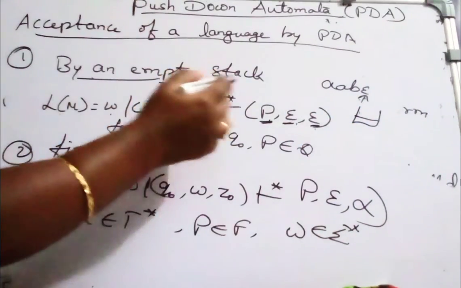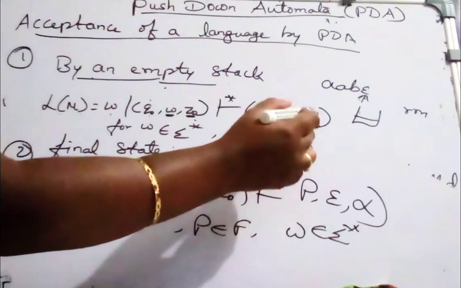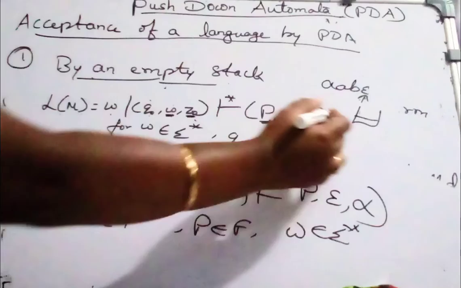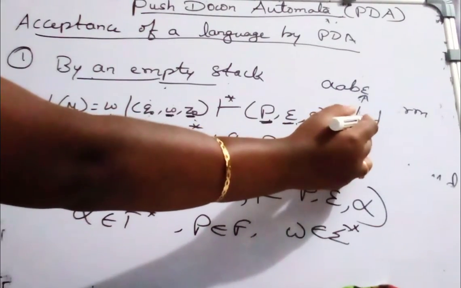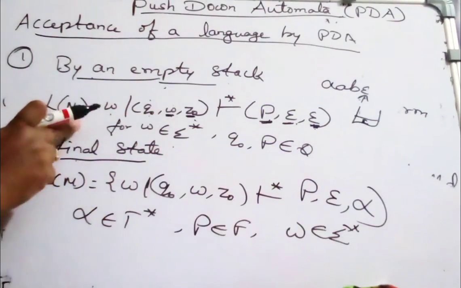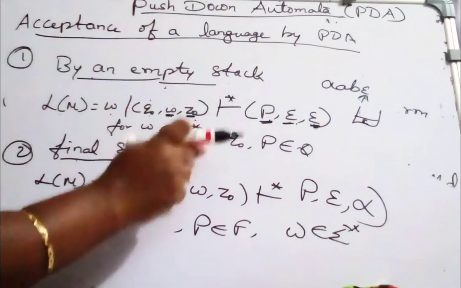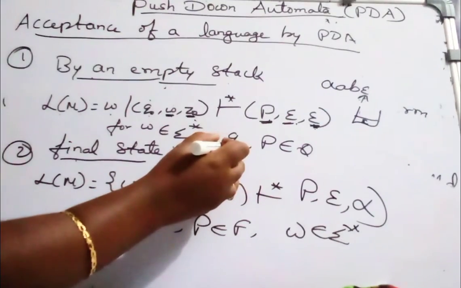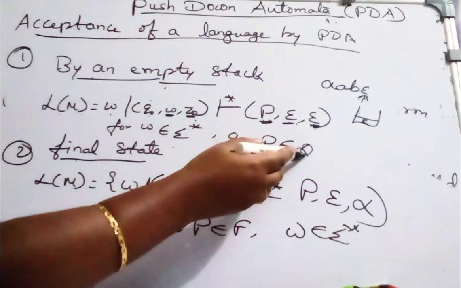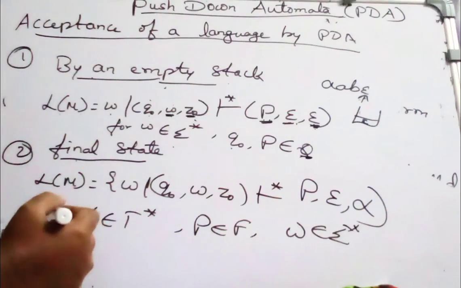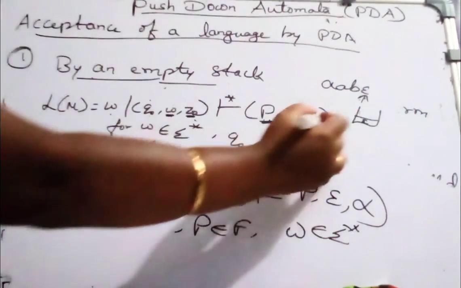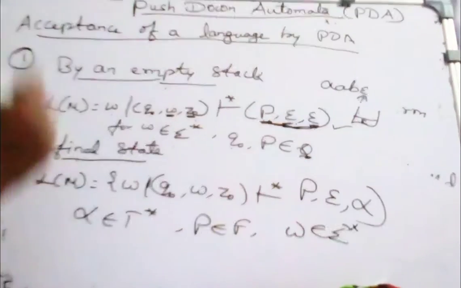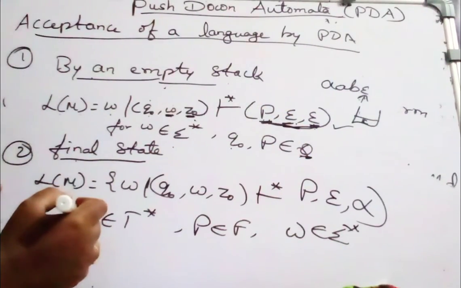So by an empty stack means the last transition I should write should be epsilon, with an empty stack. The stack content should become null. If this is null, that is if it is epsilon, then we say that the language is accepted by the empty stack. Okay guys, so here w belongs to Σ star. q0 is the starting state and P is our final state. Both belong to Q, the set of states in the PDA. So this is the rule I should follow. If it is an empty stack, my last transition should always be like this, my last configuration of the transition function.